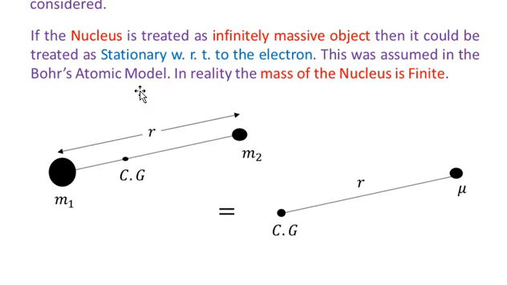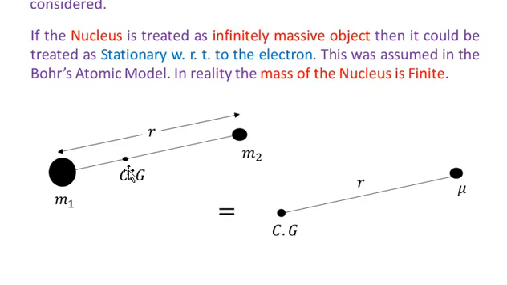But you see that this was not the case. In reality, the mass of the nucleus is finite. So we need to consider the mass of the nucleus because the nucleus could also be displaced while the electron revolves around the nucleus. In order to incorporate the motion of the nucleus, we are assuming that the mass of the nucleus is not infinite but finite.